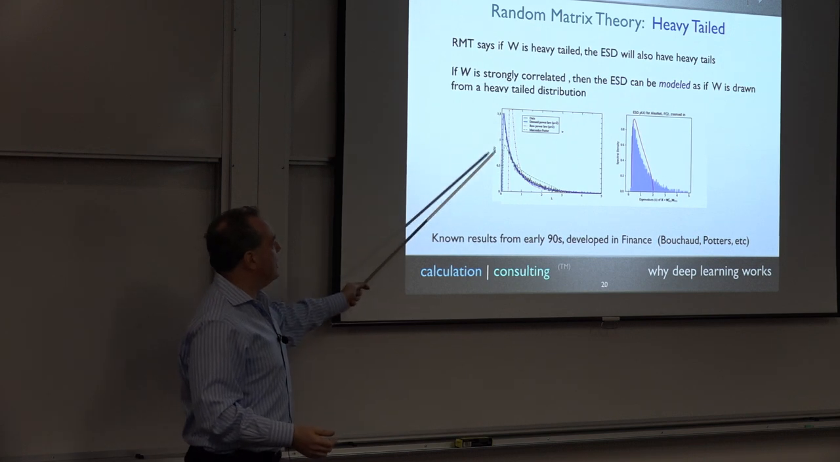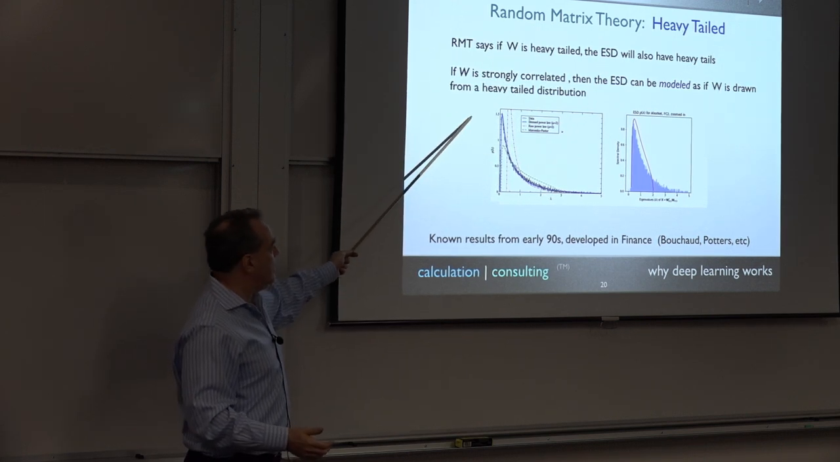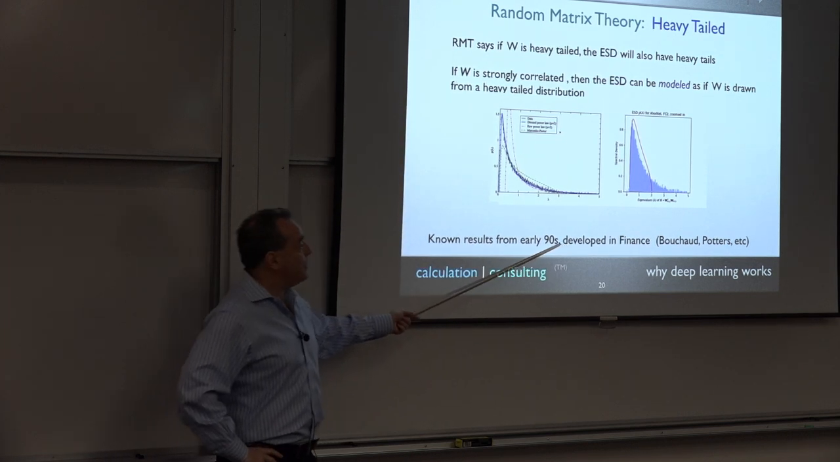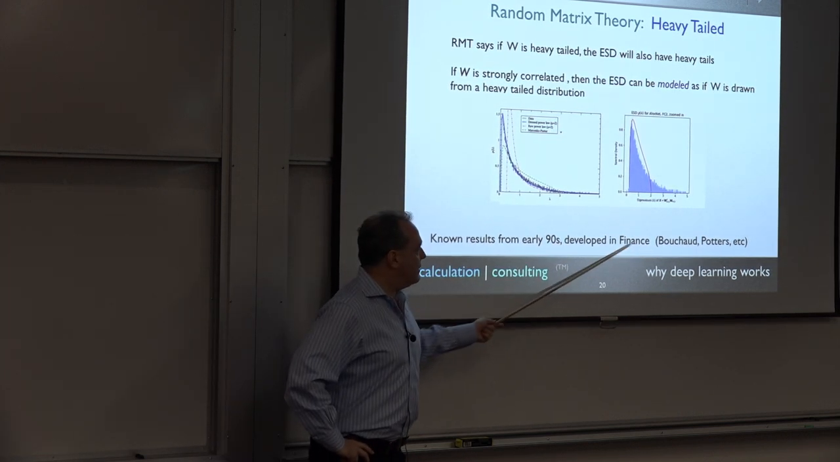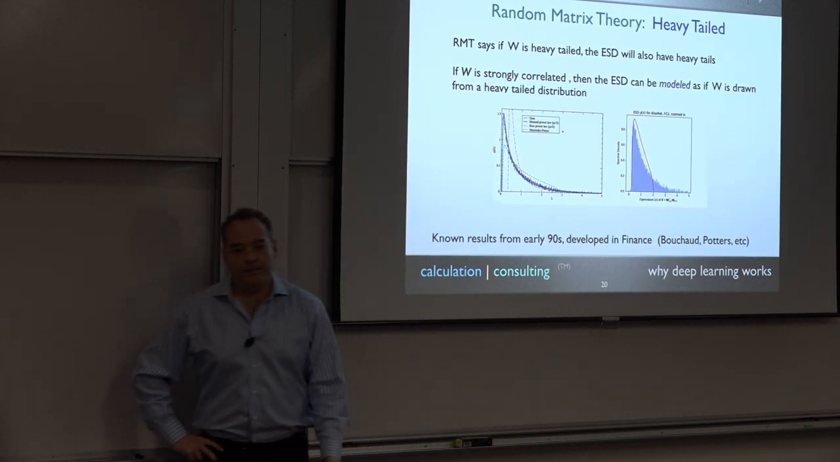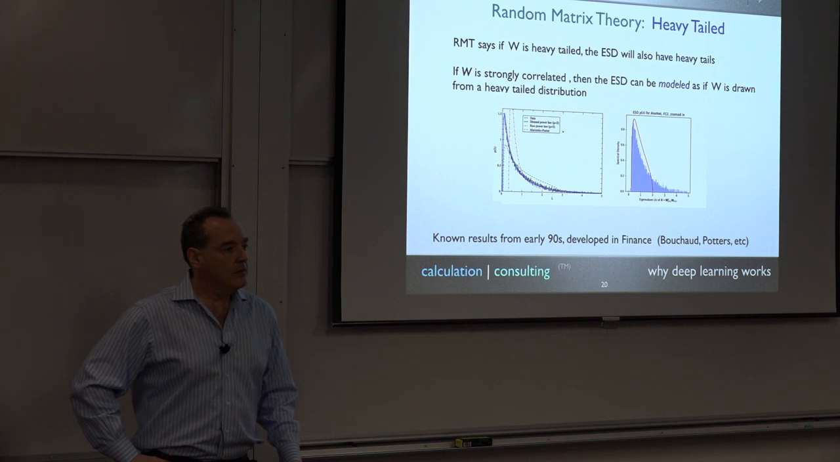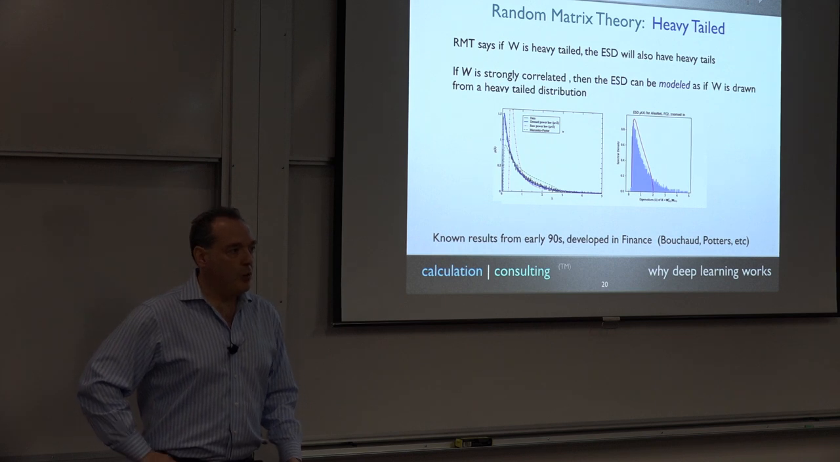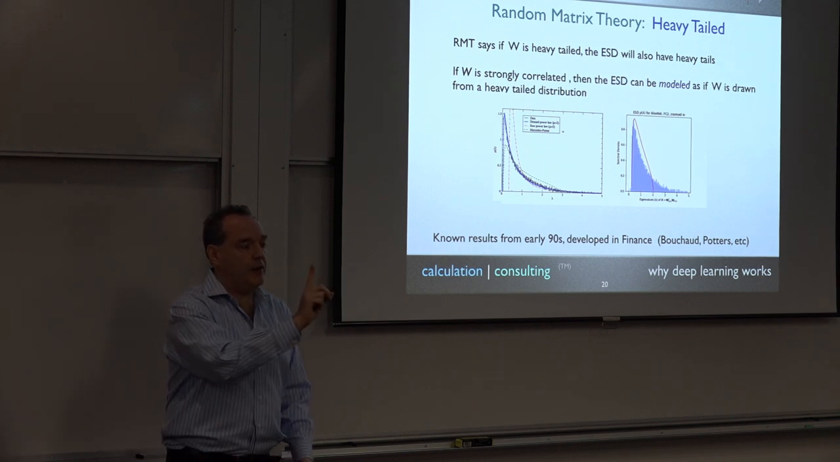And these are ideas that come from polymer theory, also developed in the early 90s. I was familiar with them when I was a postdoc, mostly developed in polymer theory, but also for quantitative finance by Bouchaud, Potters, and their colleagues. Yes? Are all the histograms from a single layer, or are the weights over the entire network? One layer. One layer matrix. So we're going to look at one weight matrix at a time.